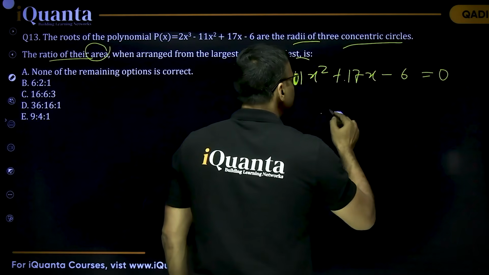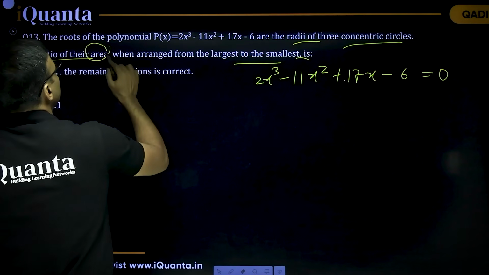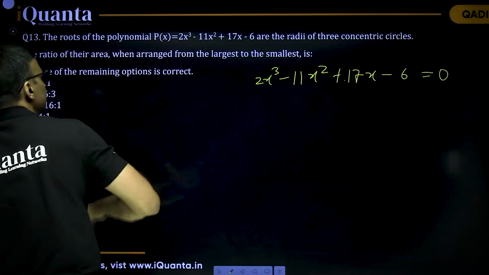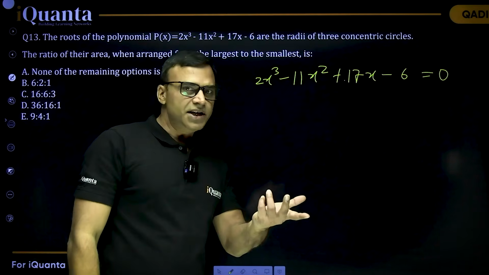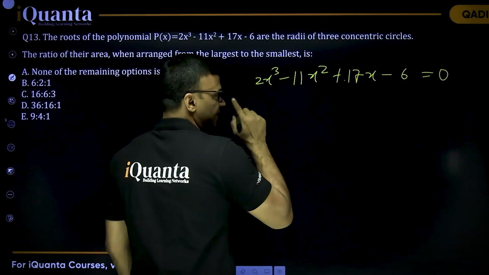Now I know that x minus 2 is one factor. Try to extract x minus 2 from this. How do you do that? Very simple. Split the middle term, right? I want x minus 2 to come out.